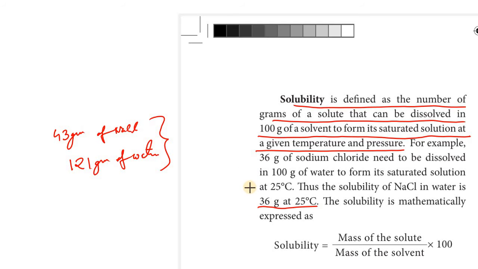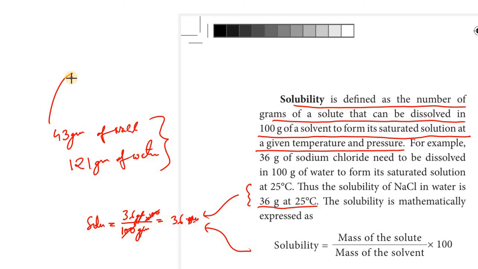Here what we have learned is that using this concept, my solubility is equal to mass of the solute, which is 36 grams, divided by 100 grams of water, into 100. The grams cancel out, and the 100 cuts down. So this is 36. You don't have to say percent, you just say 36.